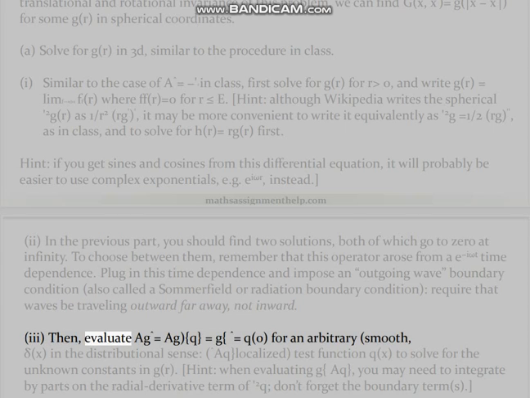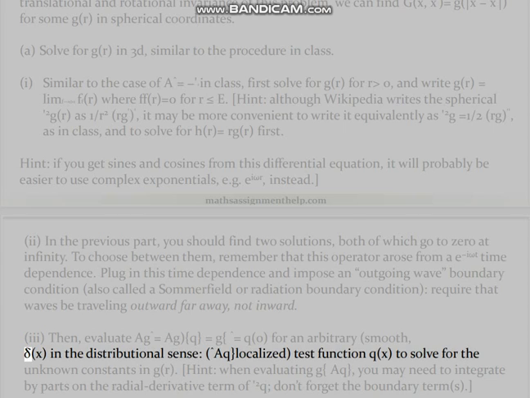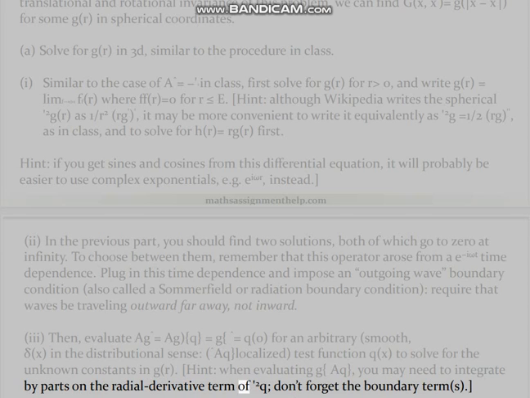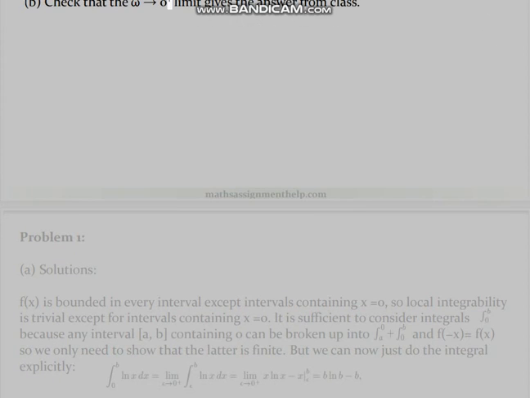3. Then, evaluate A G equals delta by applying it to an arbitrary smooth, localized test function q(x) in the distributional sense, to solve for the unknown constants in G(r). Hint: when evaluating G of Aq, you may need to integrate by parts on the radial derivative term of the Laplacian of q. Don't forget the boundary terms. B. Check that the omega goes to 0 plus limit gives the answer from class.